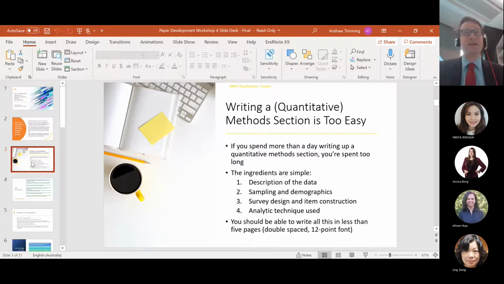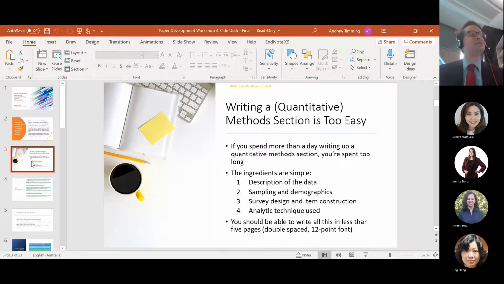Now, as I said at the beginning of this presentation, I feel like there's very little to say in terms of writing a good quantitative methods section, because really writing up this section is pretty easy. And I would start by pointing out that if you're spending more than a day's writing, maybe, I don't know, I can't write for a full day. So for me, a full day's writing is about 4 hours. So if you're spending more than 4 hours or so writing up a quantitative method section, then you're probably spending too long on it and you're obsessing over something that doesn't need to be obsessed over.